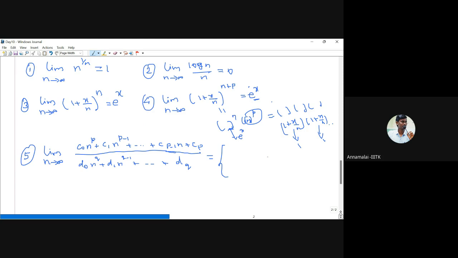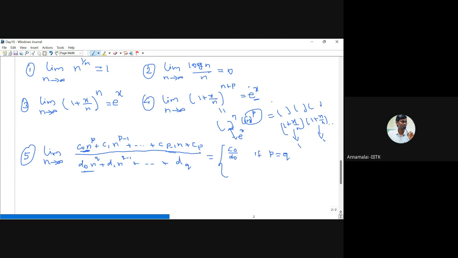Okay, there are three cases. Suppose p equals q, both are the same. Then from the numerator you can take n power p outside, and since p equals q, in the denominator you can also take n power p outside, and cancel. As n goes to infinity, the first two terms do not contain any n, while all other terms contain at least 1 by n, which goes to 0. We get only c0 by d0. So if p equals q, the limit is c0 by d0.